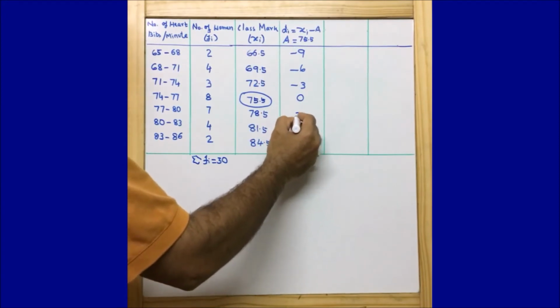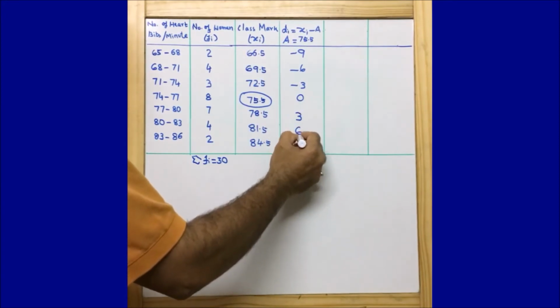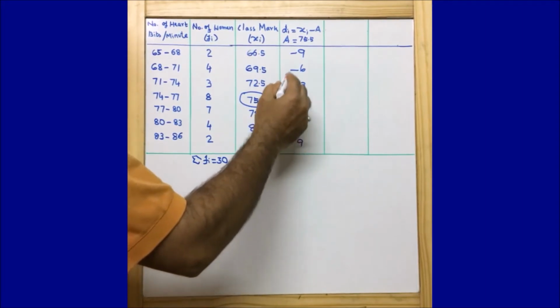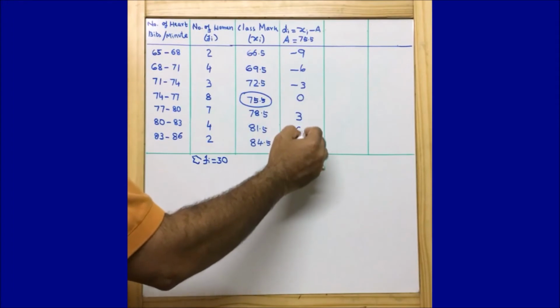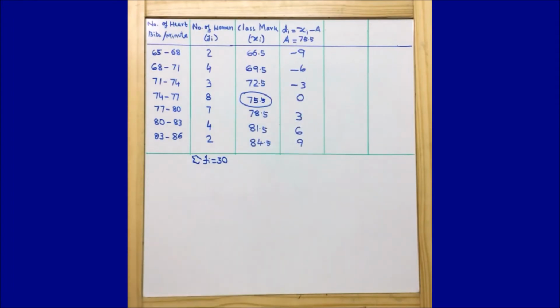Then simply we will get 3 here, 6 here, 9 here, because we are taking the center. If it is minus 9, minus 6, minus 3 from the upper side, then from the lower side it will be positive 3, 6, 9. That is for sure. Now guys, what do you think? Looking at these figures, either we can go for the direct method, or we can break these figures into simple form, and then we can use the step deviation method.